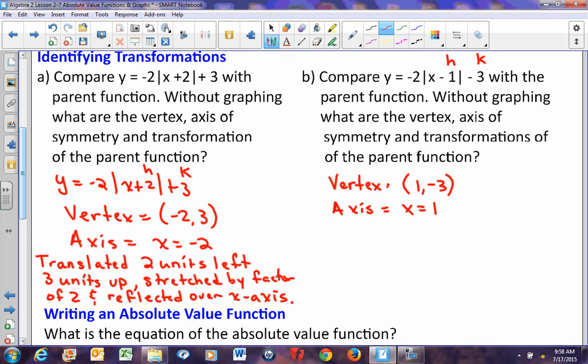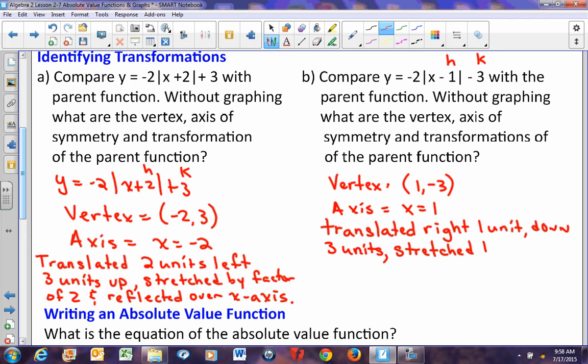So it is translated right 1 unit, down 3 units, stretched by a factor of 2, and reflected across the x-axis.